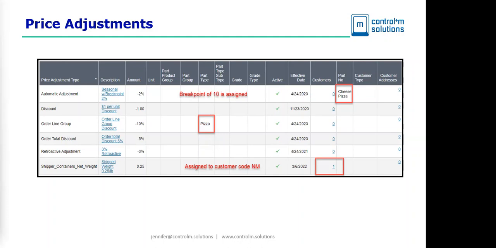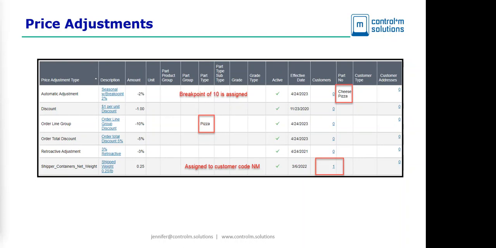I have a grouped line price adjustment that will be automatically assigned for items that belong to the part type of pizza. Whenever a customer orders items with the part type assigned of pizza, Plex will automatically assign the 10% discount to those order lines.